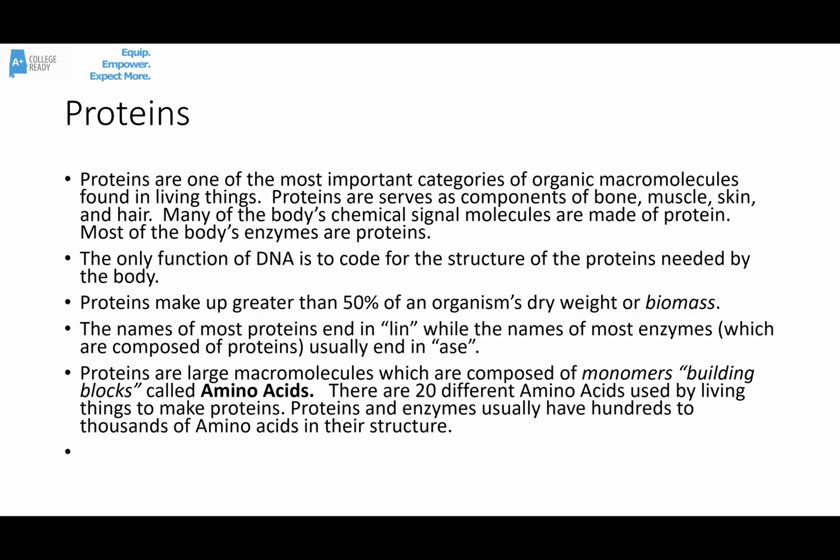So we're only going to talk about one of those categories of biological macromolecules because it's the one that you're most likely to be asked about on an AP exam. And those are proteins. They are probably the most important category of organic macromolecules. Proteins make up your bone, your muscle, your skin, your hair. Maybe the most important proteins in your body are the ones that serve as chemical signaling molecules or the ones that serve as your body's enzymes.